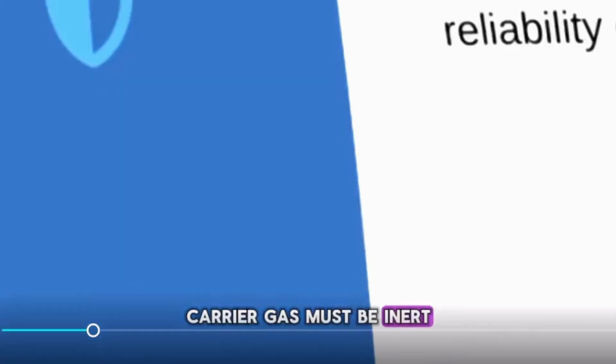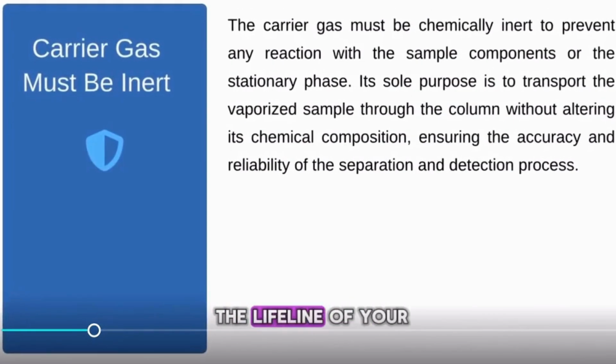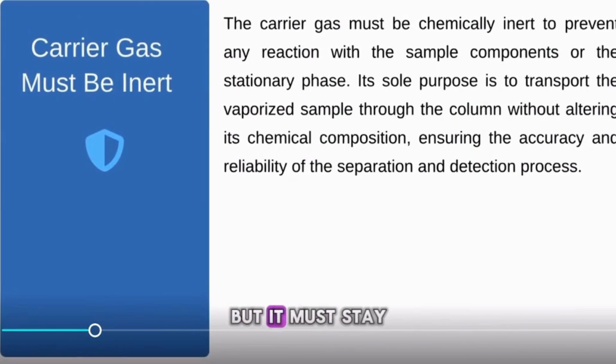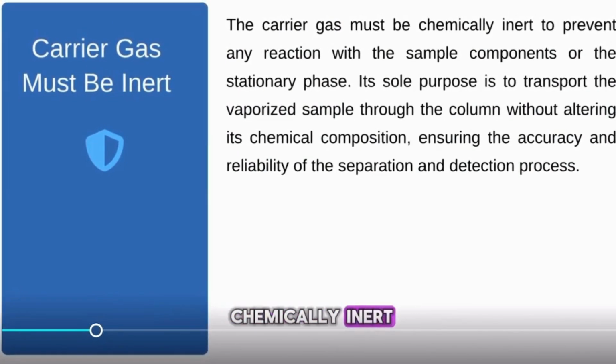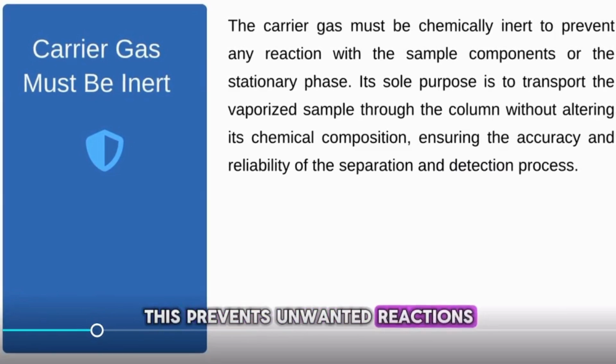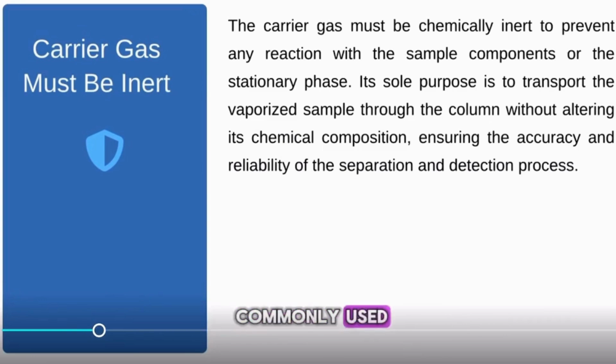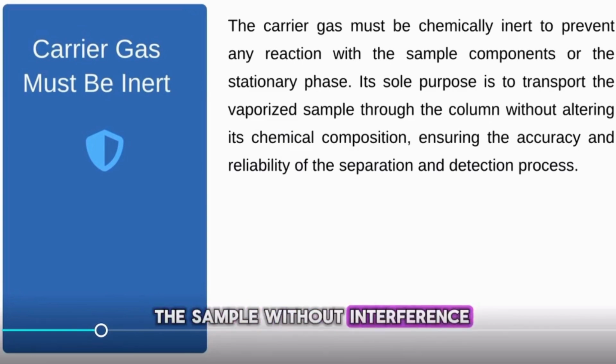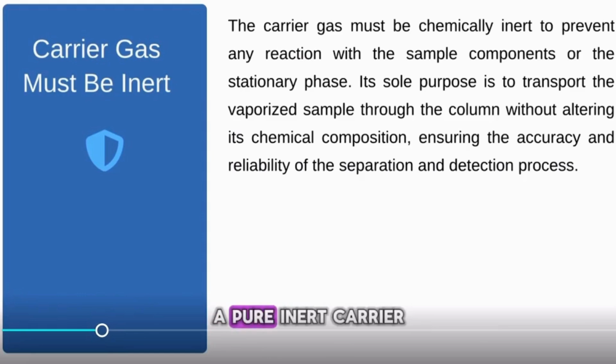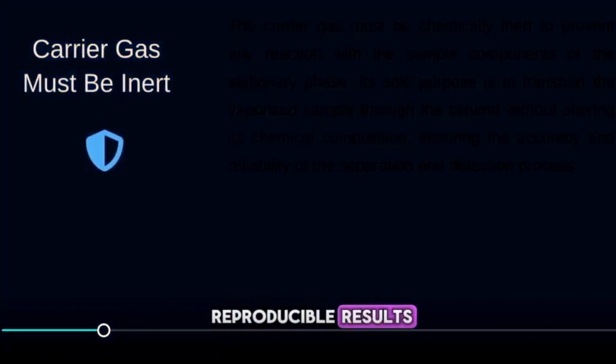Carrier gas must be inert. The carrier gas is the lifeline of your GC system, but it must stay chemically inert. This prevents unwanted reactions that could ruin accuracy. Helium and nitrogen are commonly used because they simply carry the sample without interference. In short, a pure, inert carrier gas means reliable and reproducible results.